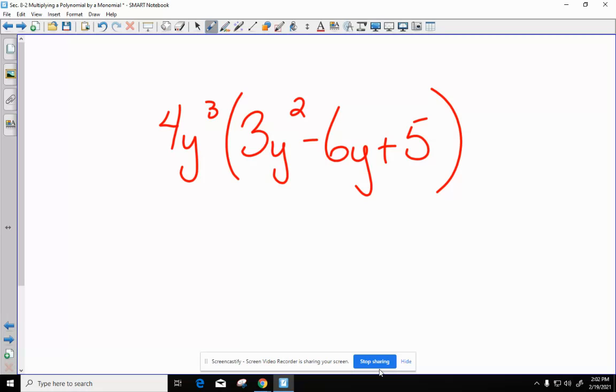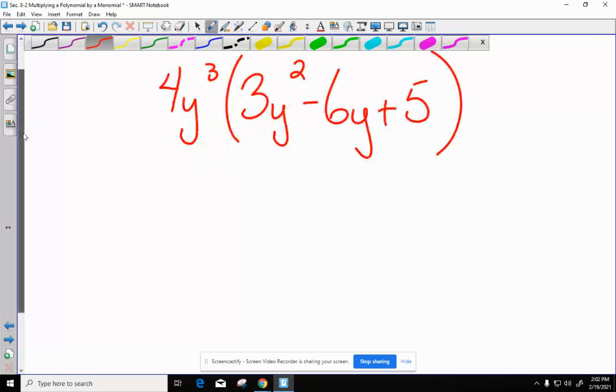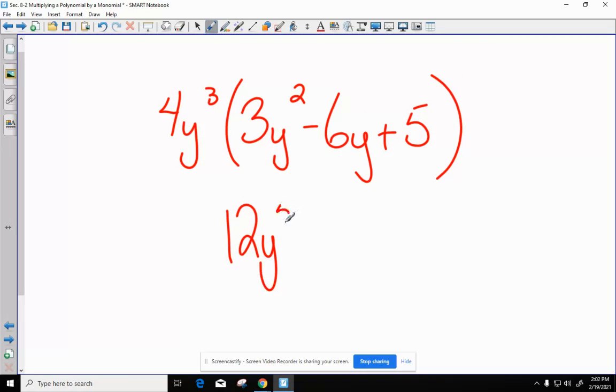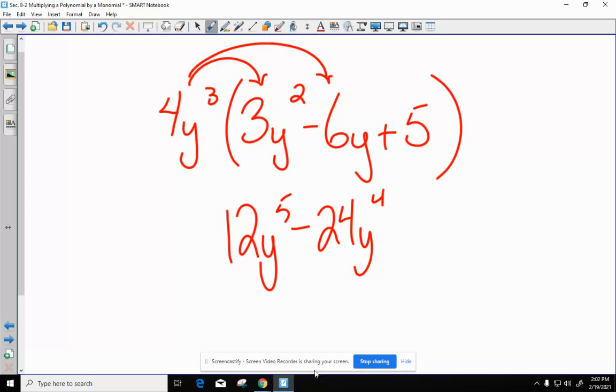All right. Logan, final answer to this. 12y to the 5th, so that's the first one. Minus 24y to the 4th, that's the second one. Plus 20y to the 3rd. That is the third one. Very good. Awesome. All right, 2 more and we're done.